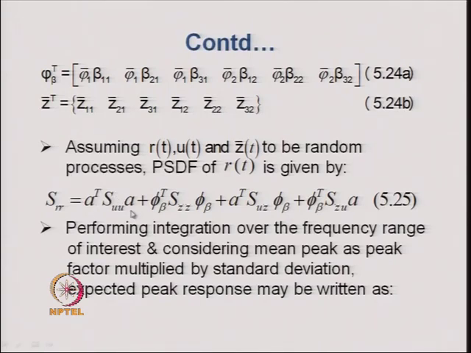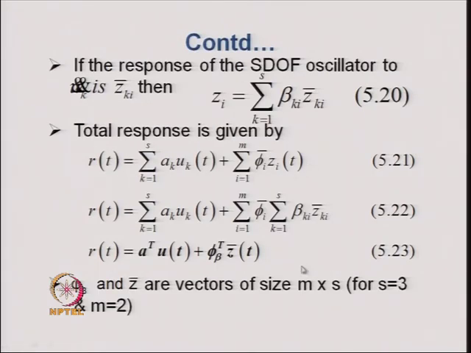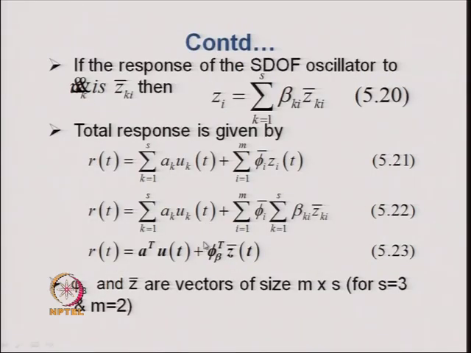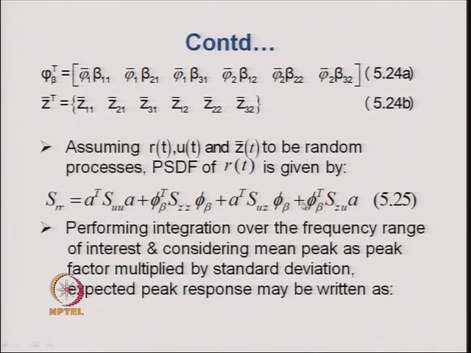Phi AT ACU A comes from the first part of the equation, that is ATUT. The second part, phi BT SZ bar phi beta, comes from the second part of the equation, and these two parts are the cross terms, that is, the cross power spectral density function that exists between U and Z bar and Z bar and U. So, once we have this expression for SRR, then one can perform an integration of these power spectral density functions.